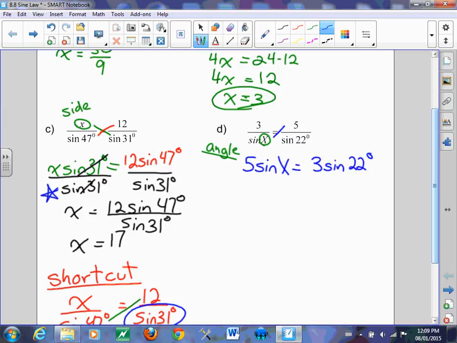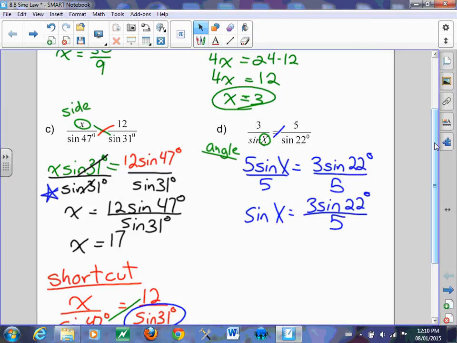Okay, now to get sine X by itself, you divide both sides by 5. So we're going to have sine X equals 3 sine 22 divided by 5. And again, you could have used that shortcut again. That's fine. Okay, but remember what we have to do differently now to get the angle, ladies and gentlemen.